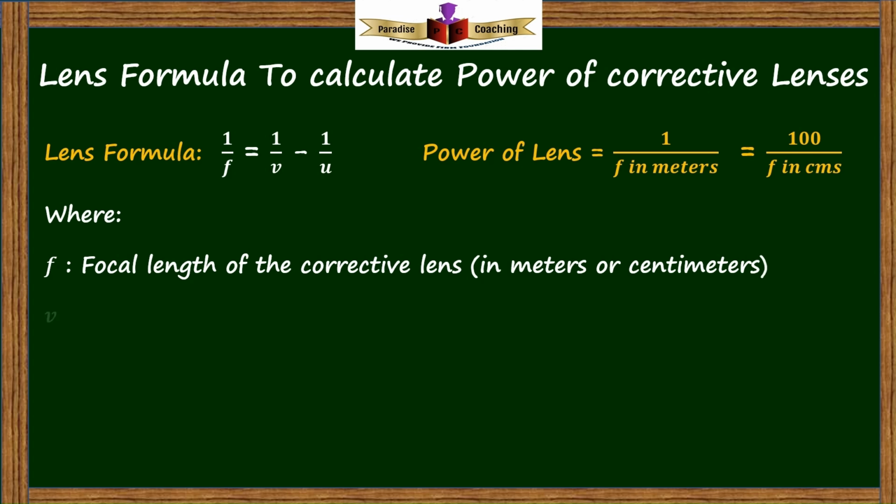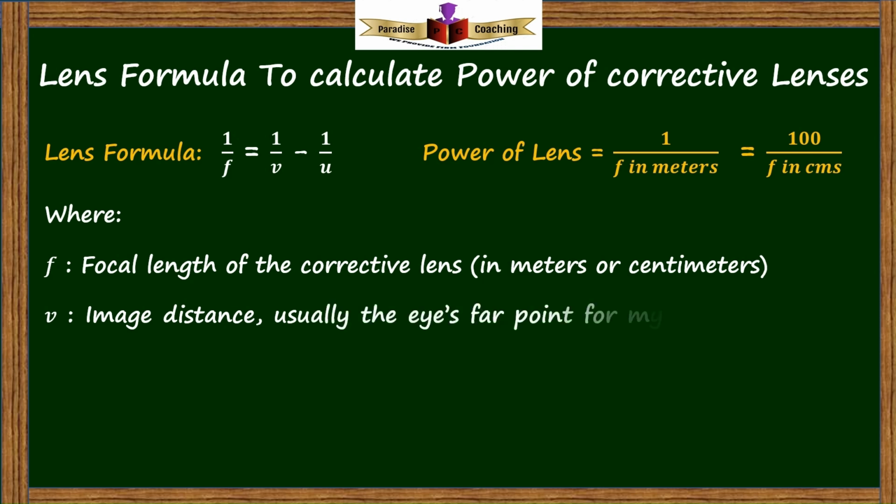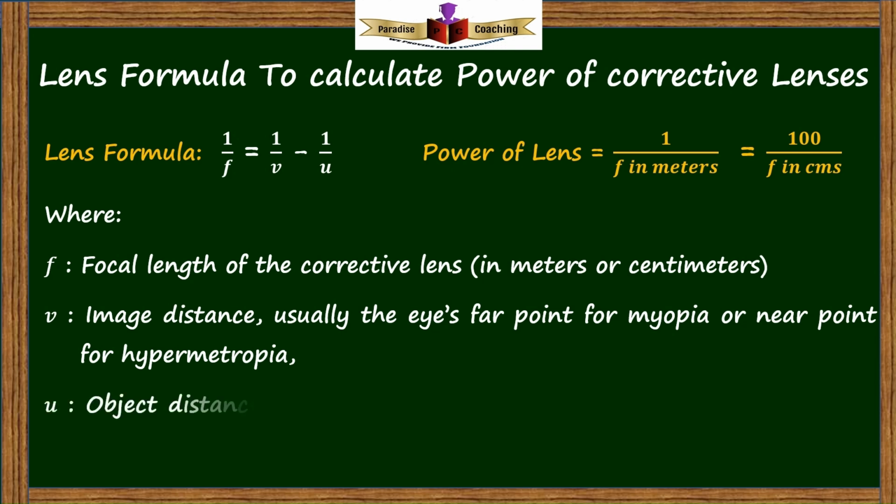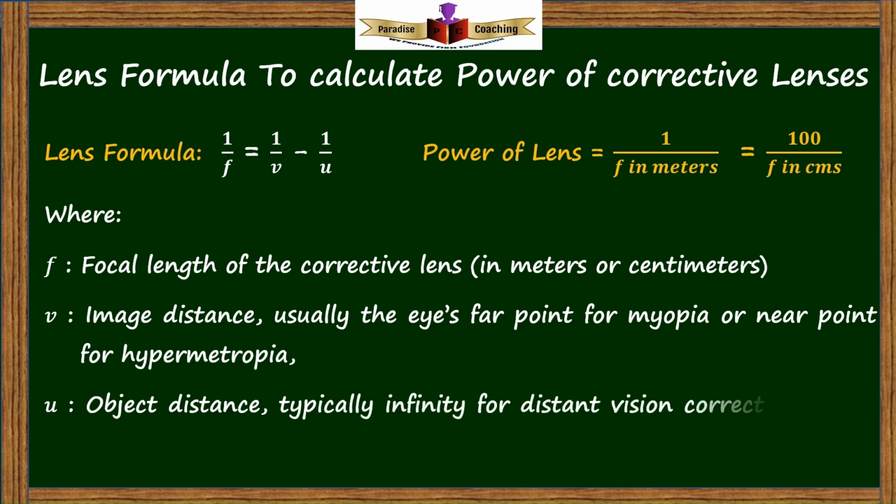Focal length of the corrective lens in meters or centimeters. Image distance, usually the eye's far point for myopia or near point for hypermetropia. Object distance, typically infinity for distant vision correction or 25 centimeters for near vision correction.